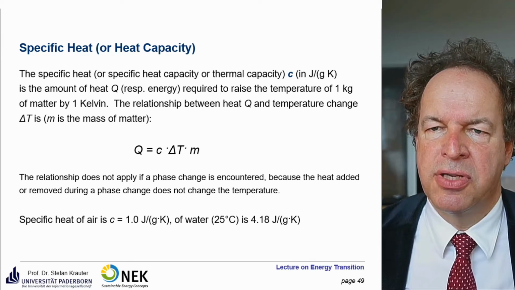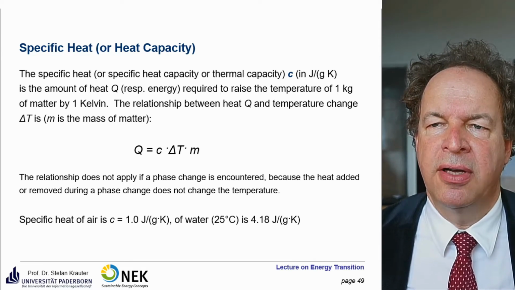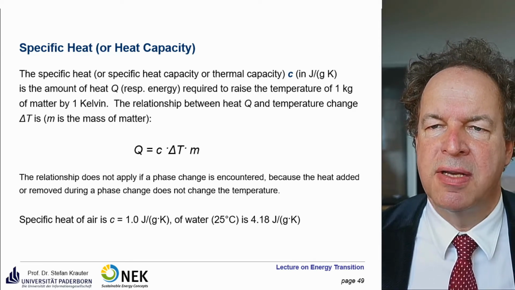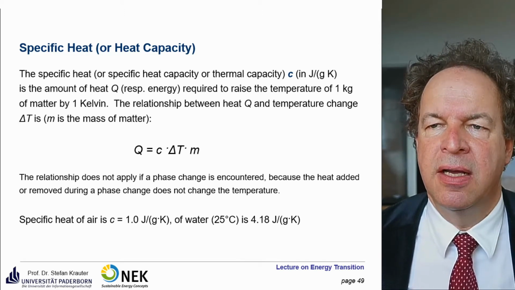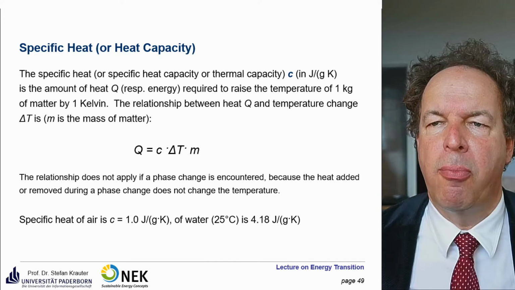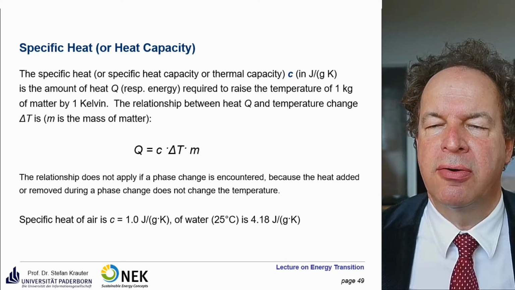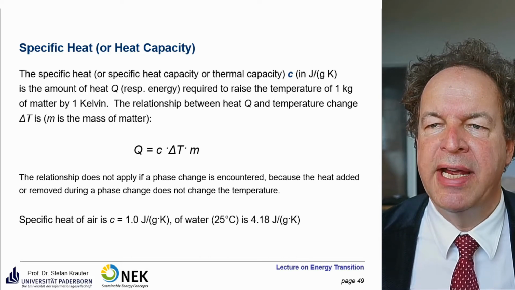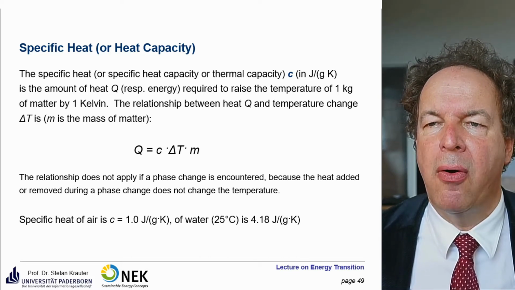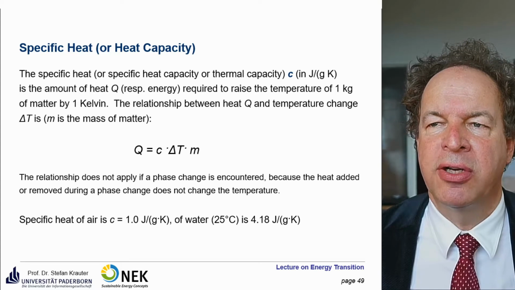The specific heat of air is quite low. It's about 1 joule per gram Kelvin. If you have water, it's 4.18 joule per gram Kelvin. In other words, you need 4.18 joule to heat up 1 gram of water by 1 Kelvin.